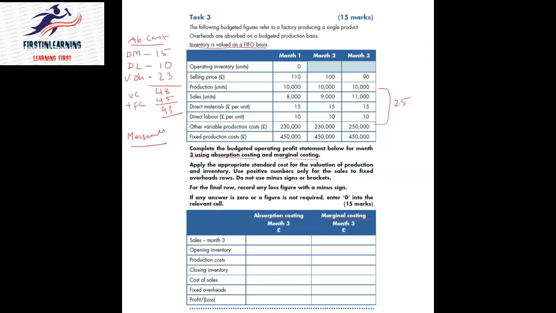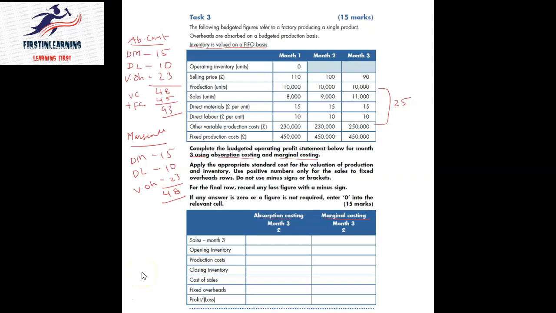And on the marginal costing we can see we have the same thing, that is direct material 15, direct labor 10, and variable overhead 23, that is 48. We don't have to consider the fixed cost here. So let's have a look how can we calculate our cost for this absorption and the marginal costing method.